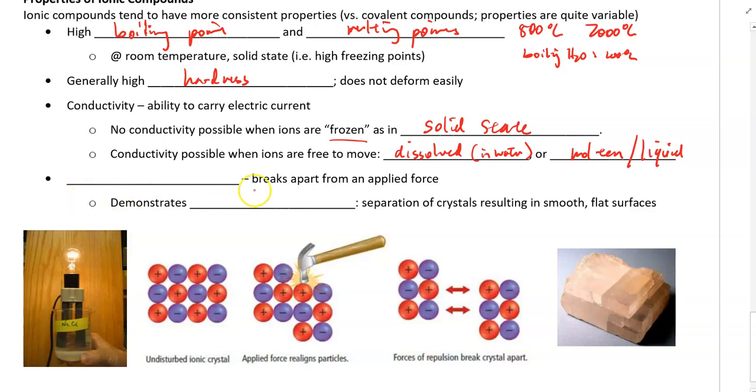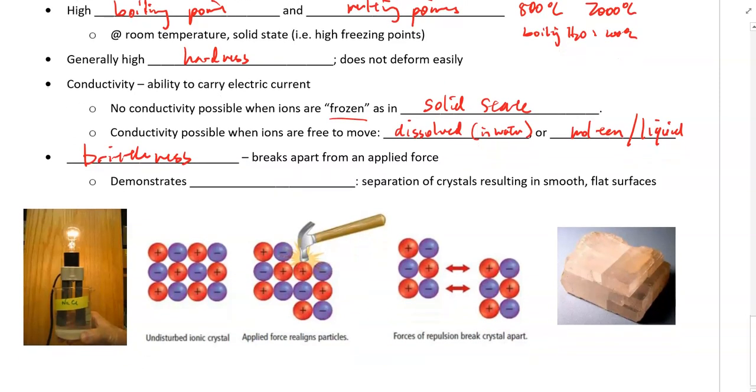And finally, this last bit is used to describe the ability of it to break apart from an applied force. We call this brittleness, right? So these are actually fairly brittle. These ionic compounds, even though we talked about them being hard, they're also brittle because some force can be applied to where it breaks apart. In fact, it demonstrates a property called cleavage, where when you cleave an ionic compound, because when you put the force, it separates into more crystals that are also smooth and flat. You can see that right here on the right side. This structure right here, you definitely see some nice cubic shapes, and it's also pretty smooth along those parts where it broke off from the rest of the structure.